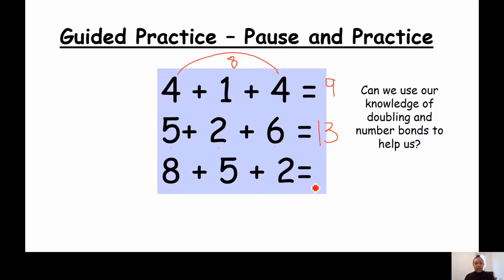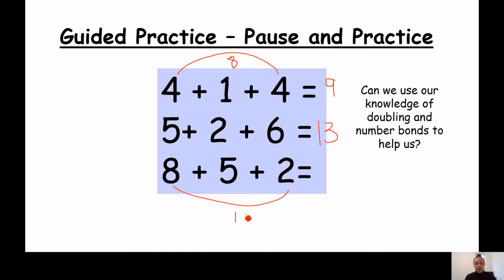Okay. The final number sentence. Did any of you spot any number knowledge that we can use here? Can we use doubling? No, I don't think so. Can we use any of our number bond knowledge? I think we can. We know that 8 and 2 is a number bond to 10. We know that this already equals 10.